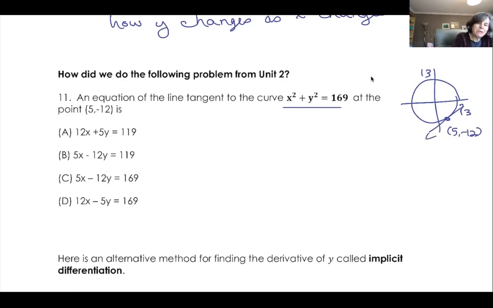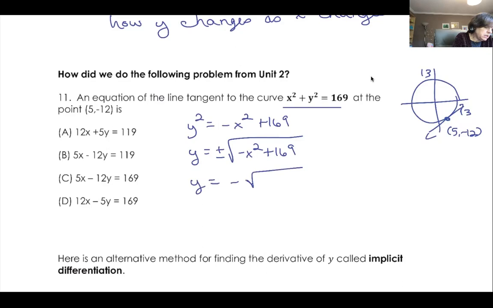So the way we went about doing it was we solved for y. So we had y squared equals minus x squared plus 169, and y equals plus or minus the square root of minus x squared plus 169. So the plus or minus is whether we're above the x-axis or below the x-axis. Since the point where I want the tangent line is below the x-axis, that means y needs to be negative.